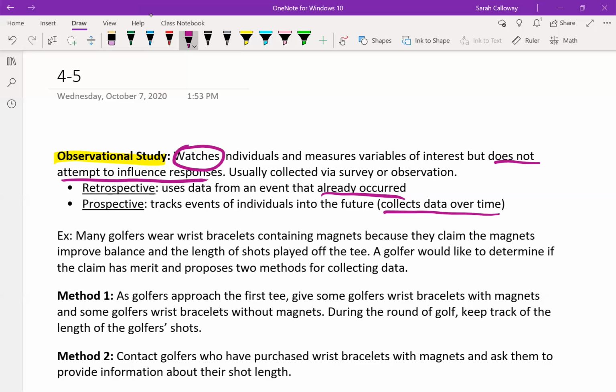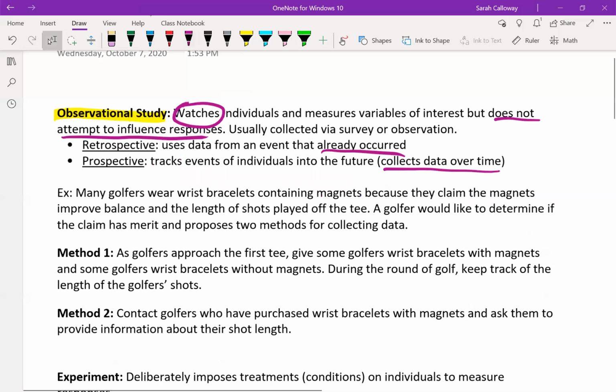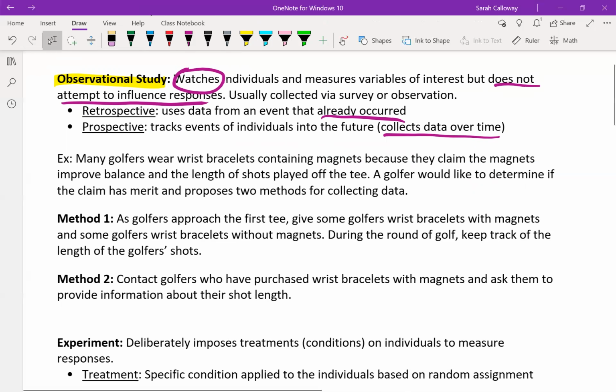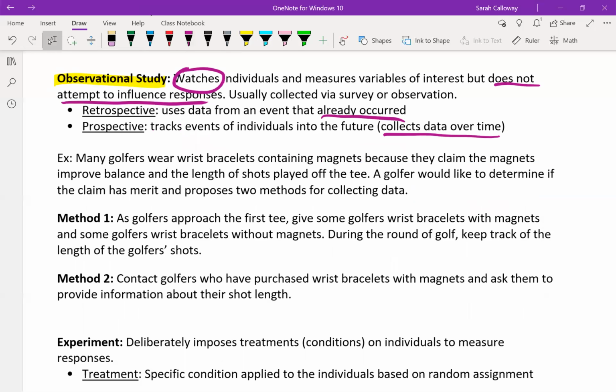So in this example, we've got many golfers wear wrist bracelets containing magnets because they claim the magnets improve balance and the length of the shots played off the tee. A golfer would like to determine if the claim has merit and proposes two methods for collecting data. So we're going to identify which one of these is an observational study. The first one is, as golfers approach the first tee, give some golfers wrist bracelets with magnets and some golfers wrist bracelets without magnets. During the round of golf, keep track of the length of golfers' shots.